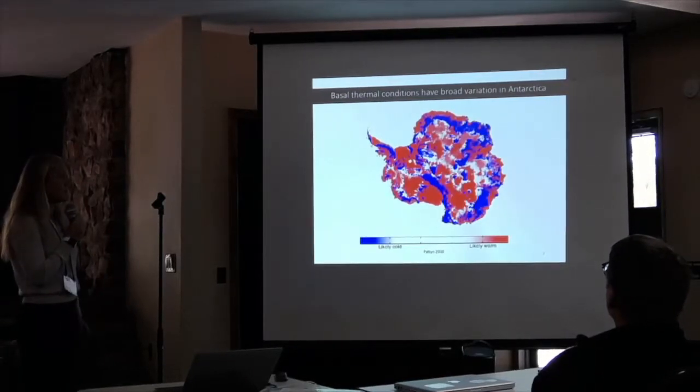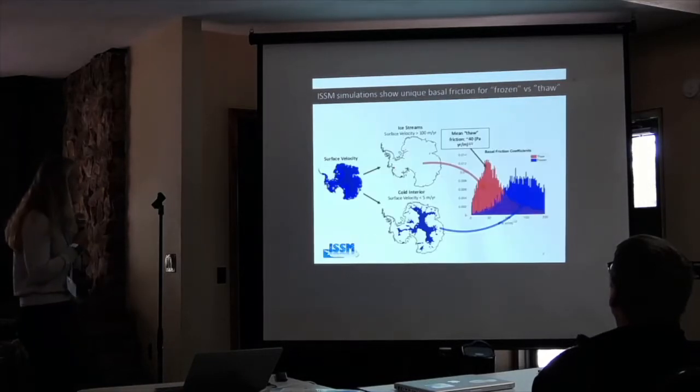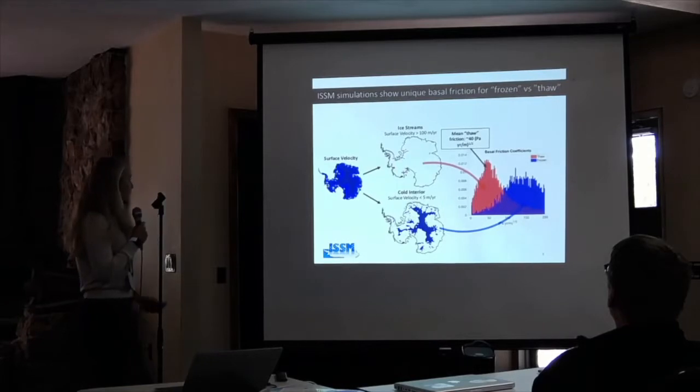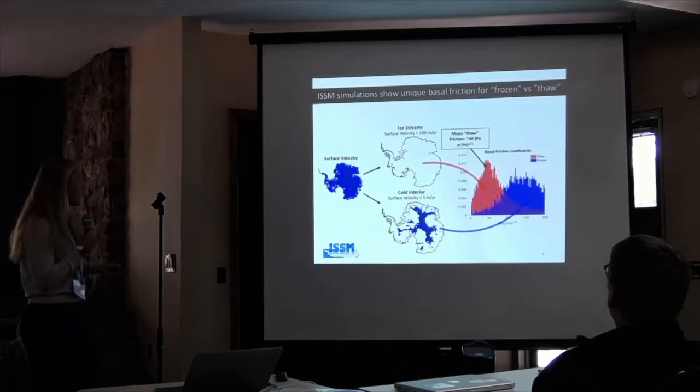So basal conditions vary broadly across Antarctica, from the interior where the bed is frozen to fast-flowing ice sheet margins, which really motivates the question, how does ice flow depend on the basal temperature conditions? So we know that both temperature and the basal drag are important, but in what way?